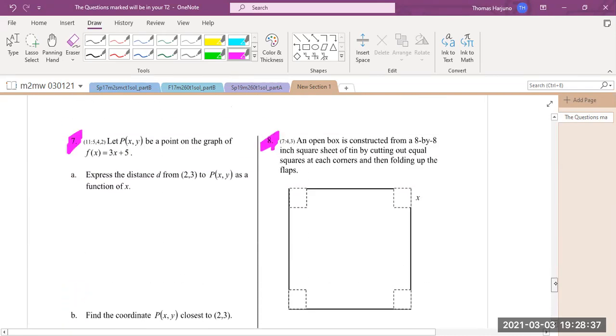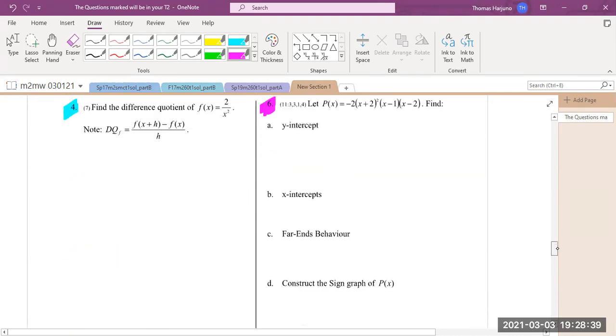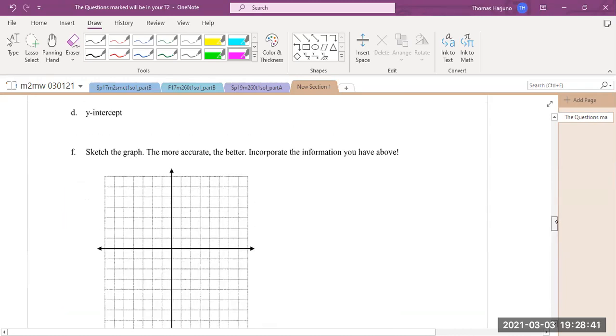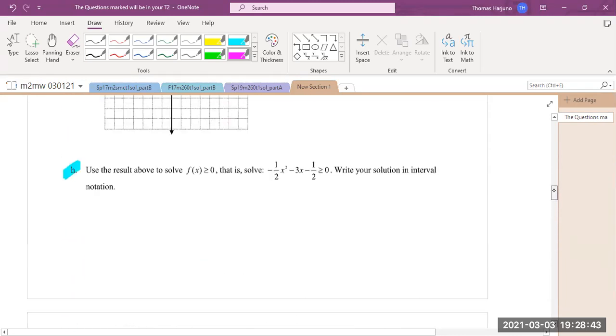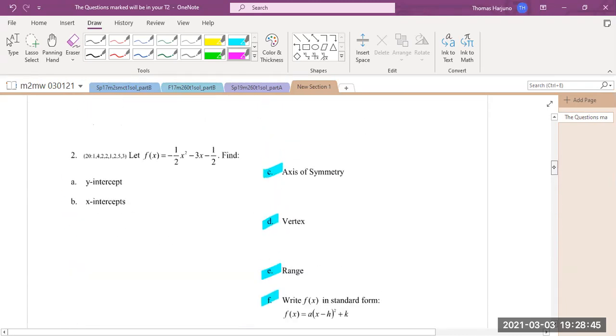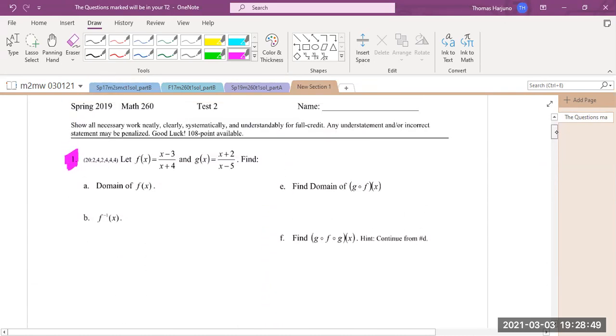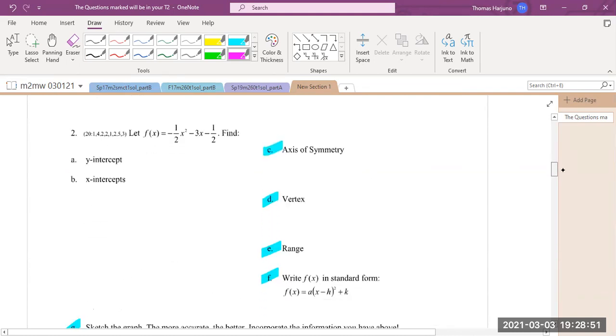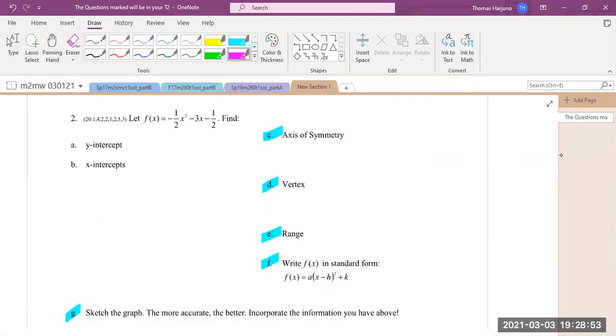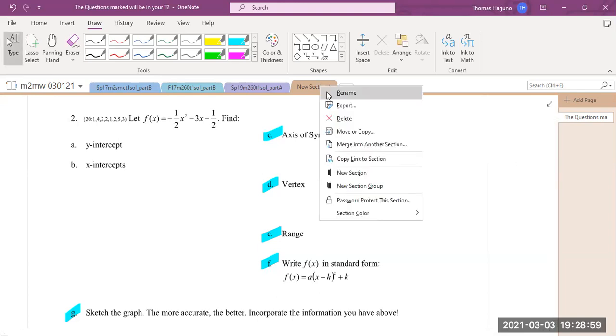So is there any question we can do already here besides the x and the y-intercepts? Nothing, huh? Yeah, nothing really. Let's do this one then, since I have time anyway.